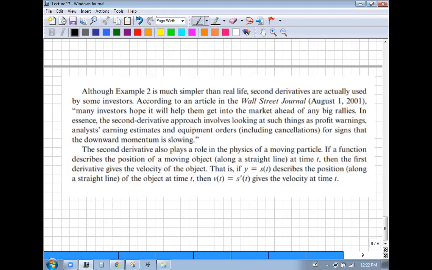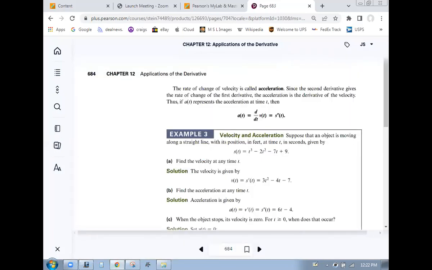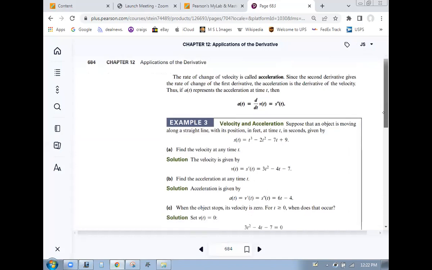All right, according to the Wall Street Journal, many investors hope it will help them get into the market ahead of any big rallies. In essence, the second derivative approach involves looking at such things as profit warnings, analyst earning estimates, and equipment orders, including cancellations, for signs that the downward momentum is slowing. And I already talked about the role that it plays in physics. If you're going to be a good investor, you'd want to look into the third, fourth, and fifth derivatives, right? You really want to be able to project, see what's going on.